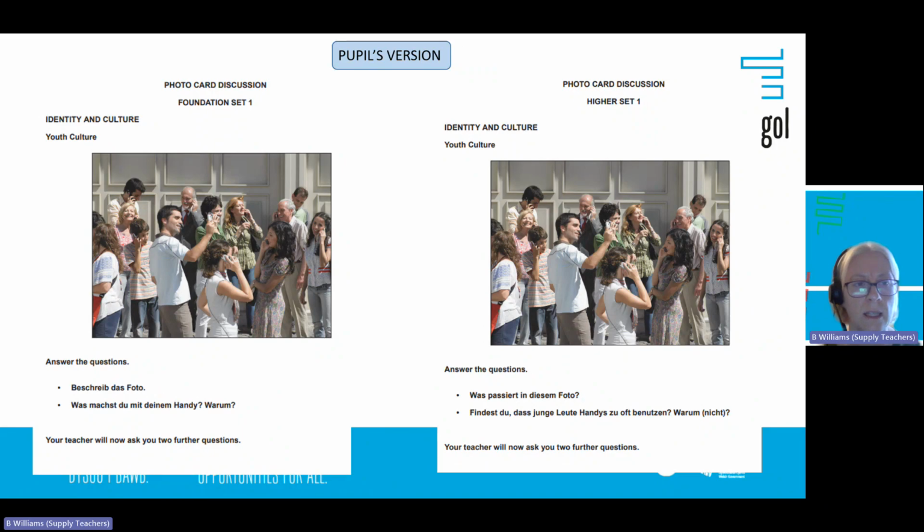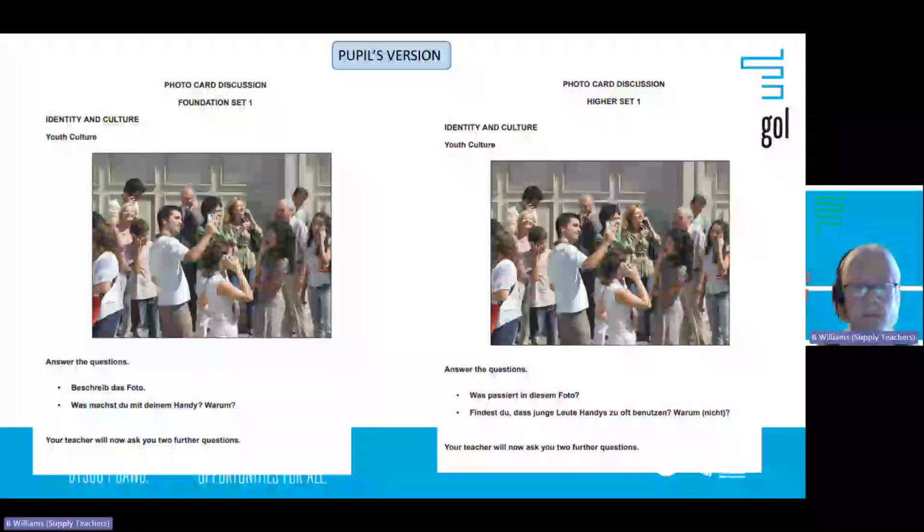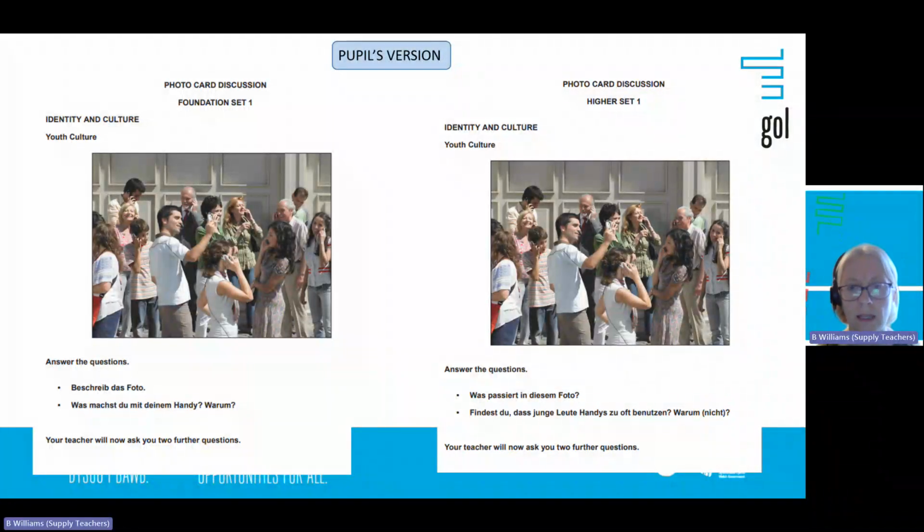So this is the identity and culture broad theme. The first question is always, beschreib das Foto for the foundation tier. For the higher tier, it's was passiert in diesem Foto. So slight difference there as far as foundation is just describe the photo. And on the right is what's happening in the higher tier, what's happening in the photograph. So looking more about the actions, what exactly are the people in the photograph doing, although you should really be using those structures in the foundation as well.